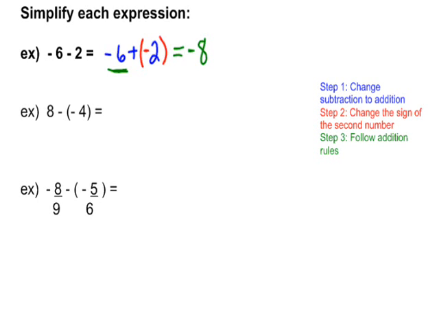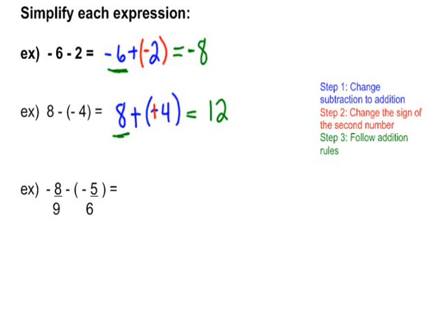Same idea for our next example. I'm going to write 8, but instead of writing minus, I'm going to write plus negative 4. And step 2 says to change the sign of the second number, so my negative 4 will turn into a positive 4. And then lastly, we are going to be following addition rules. Now this time I have two of the same signs again, positive and positive, so we add them. 8 plus 4, that's 12. Since 8 is the bigger number and 8 is positive, the answer will also be positive.